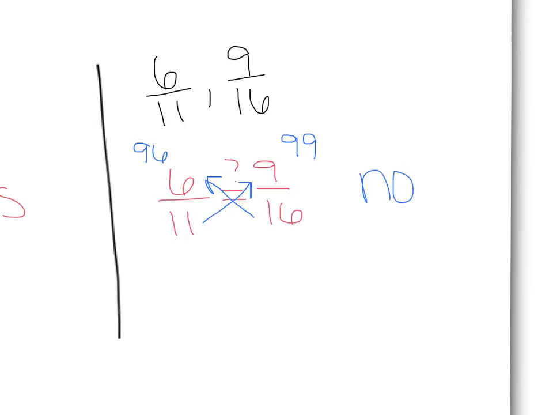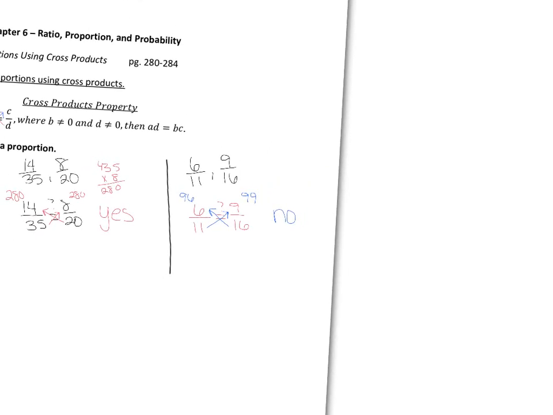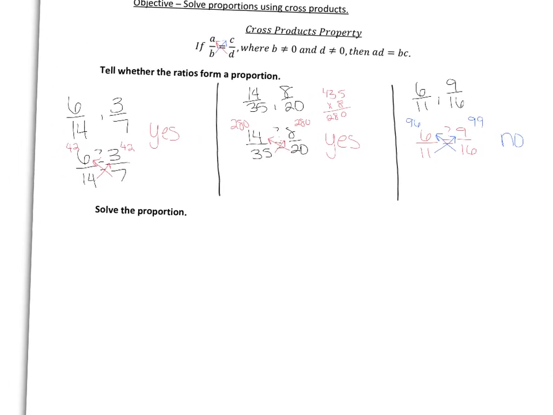Okay, I want you to check this last one. I want you to decide if 6 over 11 and 9 over 16 form a proportion. When you find your cross products, you should find that they are not equal. 16 times 6 gives me 96, and 9 times 11 gives me 99. Since the cross products are not equal, 6 over 11 and 9 over 16 do not form a proportion.